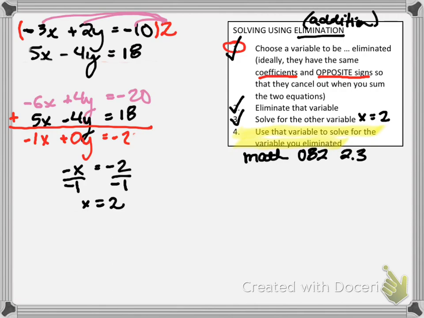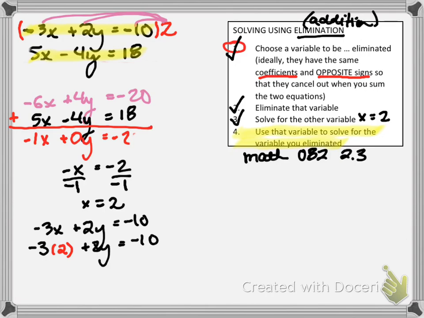The important thing is that you go back to the very original equations that were given to you by the problem, not the ones that you modified. So either this first one here that I highlighted in yellow or the second one, does not matter. So let's use the first equation, negative 3x plus 2y equals negative 10. Okay, so wherever I see the x, instead of x, I am going to write 2. Okay, so we get negative 6 plus 2y equals negative 10.